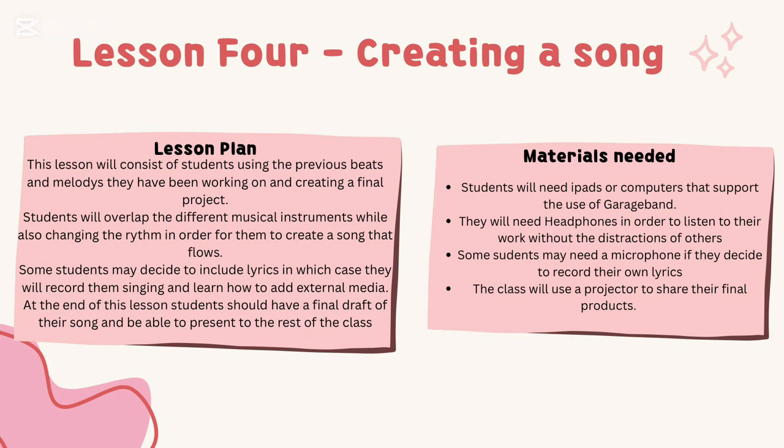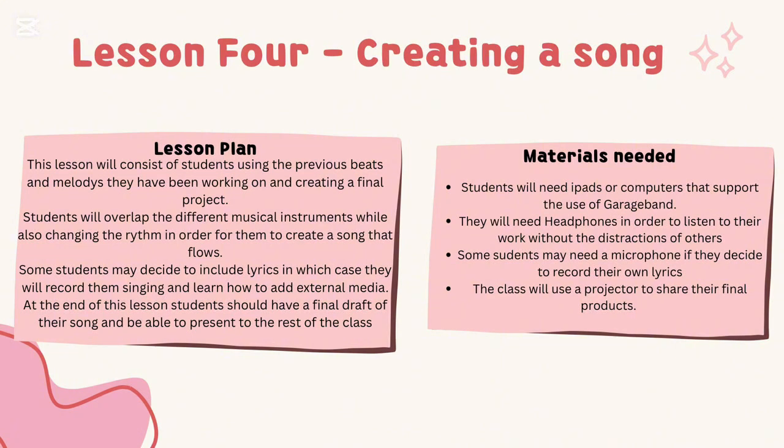Lesson 4 is creating a song. This lesson will consist of students using previous beats and melodies they have been working on and creating a final project. Students will overlap the different musical instruments while also changing the rhythm in order for them to create a song that flows. Some students may decide to include lyrics, in which case they will record them singing and learn how to add external media.